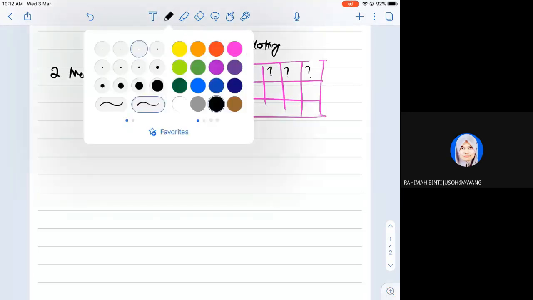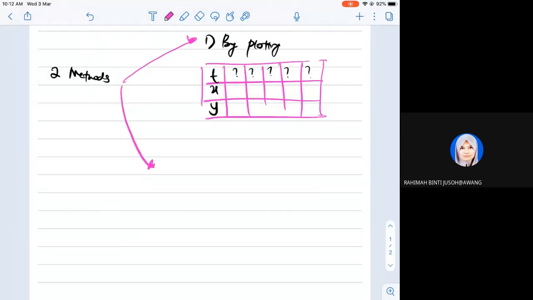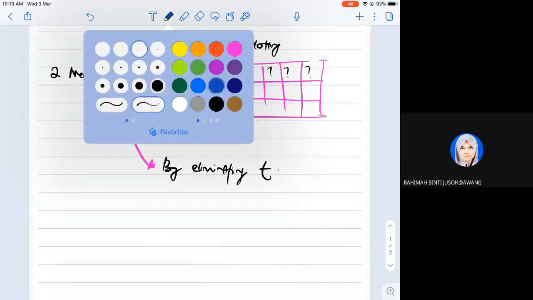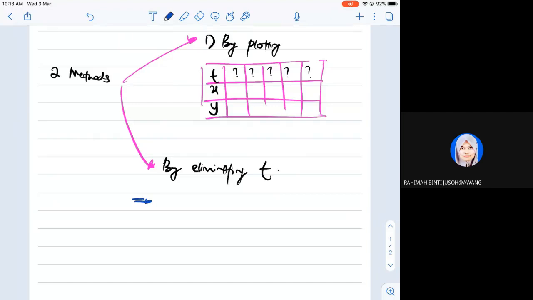Next we will have by eliminating t. This is what we want to focus on today, eliminating t. What eliminating t means is we need to remove the variable t inside our equation, inside our function. So from the second method, we need to find the rectangular equation.